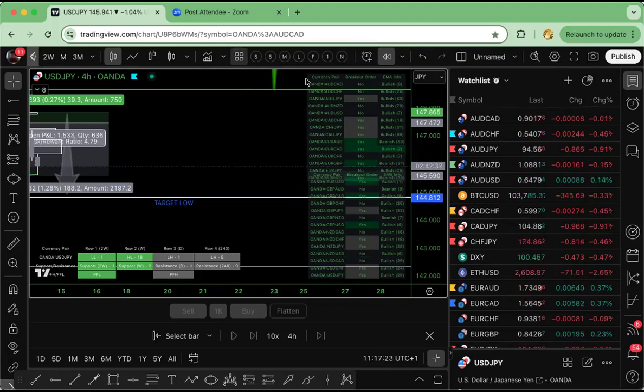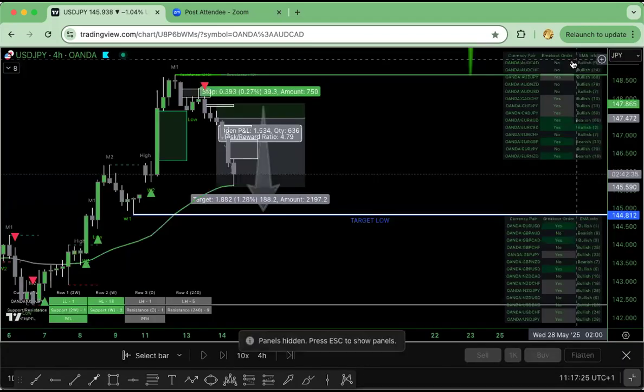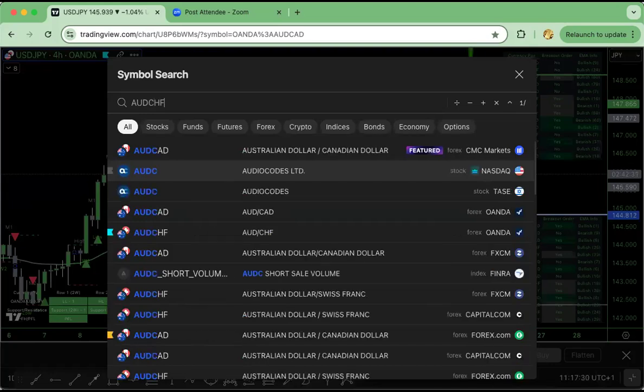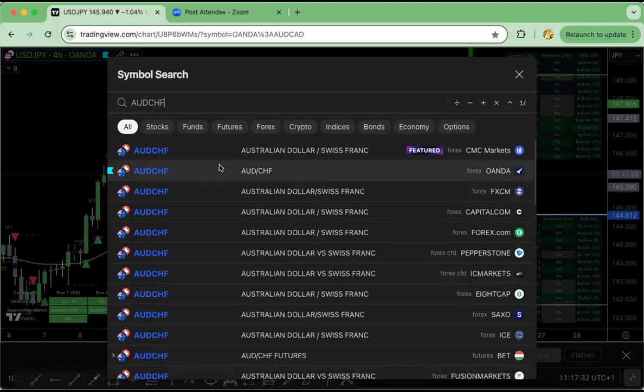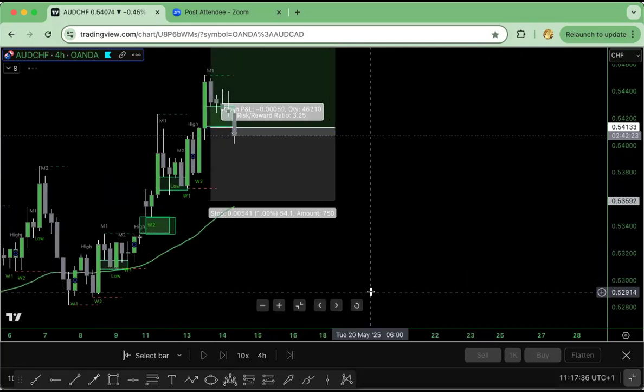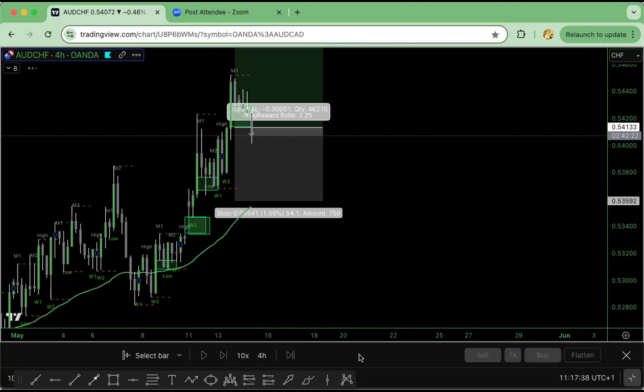I don't know what's happening to them at the moment. It's just a pullback, man. You just gotta wait. You gotta wait, Pikachu. This is CHF pairs, man. They're a load of rubbish most times. You just gotta wait. They don't move that much.